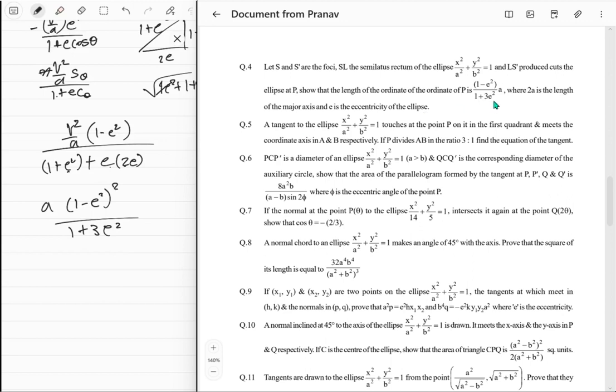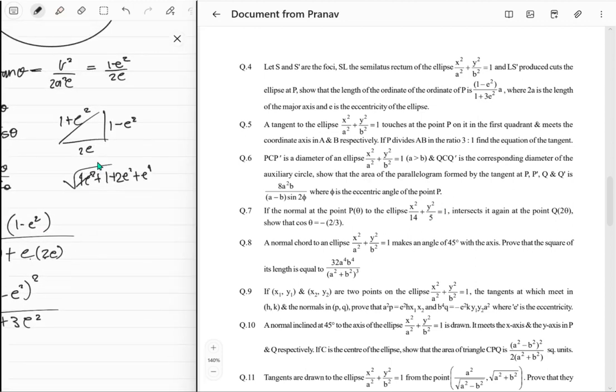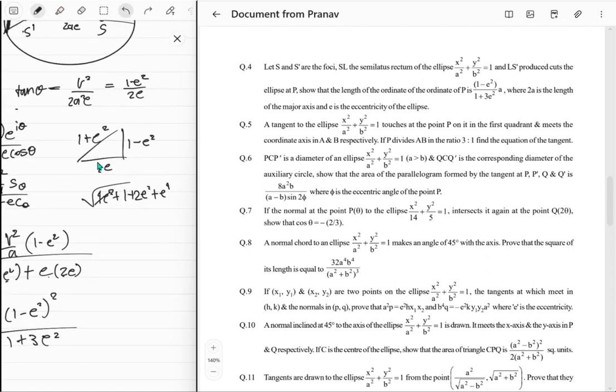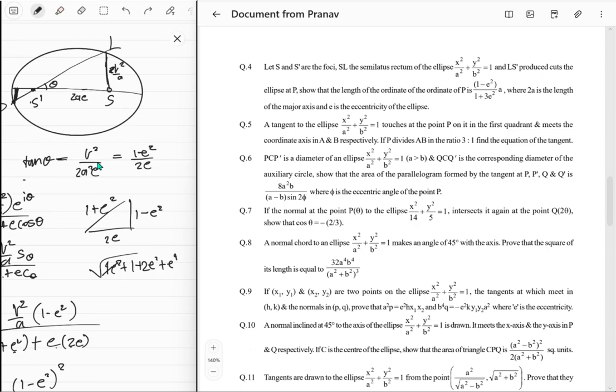So the length of ordinate is this, not that. Huh. Where did extra thing come from? Did I make this wrong somehow? No, no, that's correct. It's correct, man. Right? Yeah, it's correct. Of course, of course. Oof.